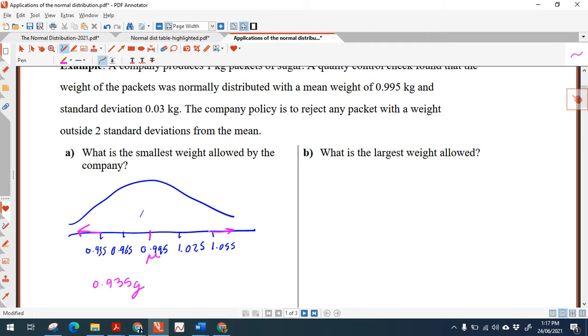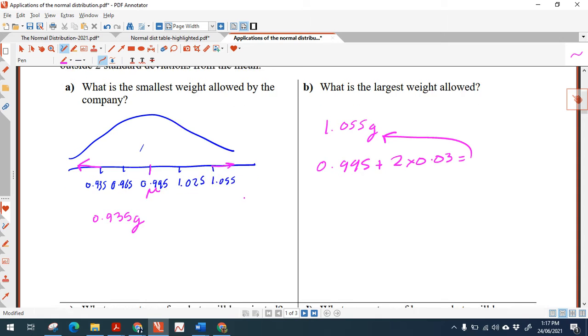Now, what is the largest weight? Well, now we've got our picture here. The largest weight which is allowed is 1.055 kilograms. Now, without the picture, you could have just done this, 0.995 plus 2 times the standard deviation. Okay, and that'll give you that number there. So no picture needed, but for the sake of the examples, it's good to see what we're doing.